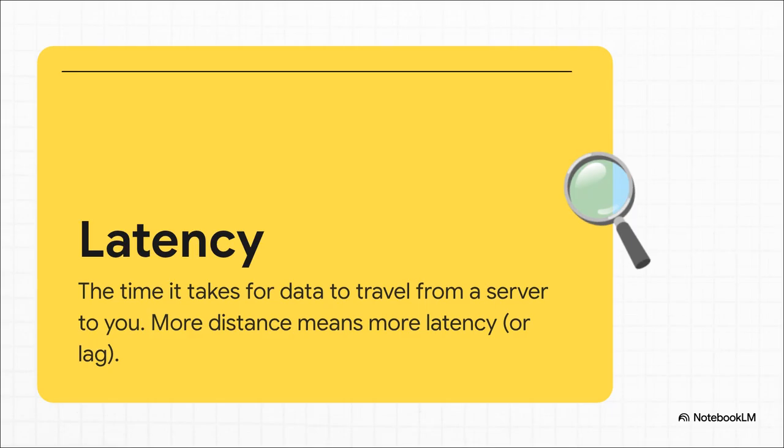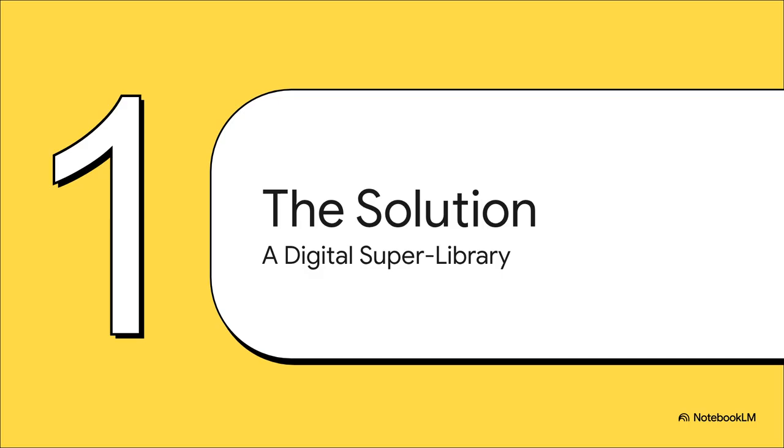It's the total round-trip time for your request to travel to the server and for the server's response to travel all the way back. So if we want to make the web faster, well, we have to figure out a way to solve this whole distance problem. So how in the world do we solve for distance?